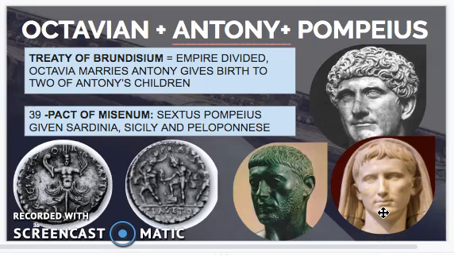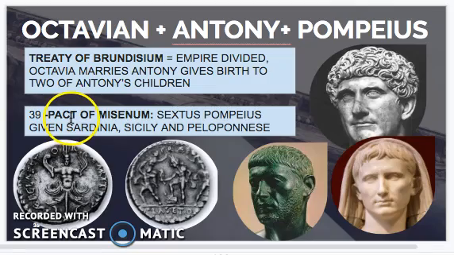Anyway, Octavian is forced into this thing called the Pact of Misenum, which happens in 39, in which our friend Sextus over here initially asks to replace Lepidus as the third triumvir, but the two deny him this, and he gets a consolation prize, which is officially getting Sardinia and Sicily. These are the two territories, and the Peloponnese. So these are the islands surrounding Italy and part of Italy, and the Peloponnese, which is a region in Greece.